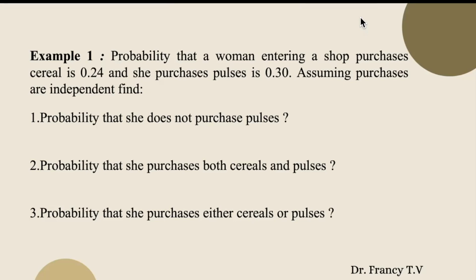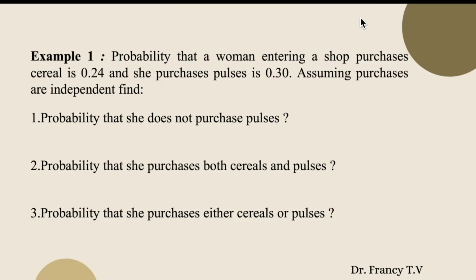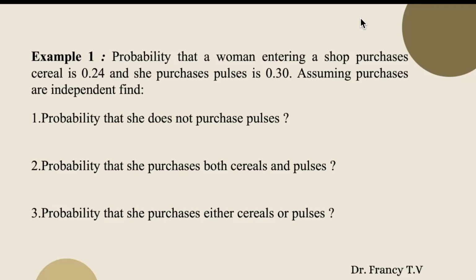Let us analyze this problem. Here you are given two events: the woman purchases cereal and the woman purchases pulses. Let us name them A and B. A denotes the woman purchases cereal. You are given probability of A equal to 0.24. Similarly, she purchases pulses, that is B. Probability of B is given to be 0.30. Also given, A and B are independent.